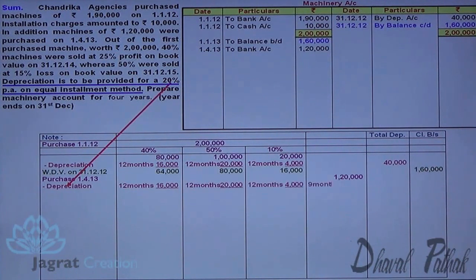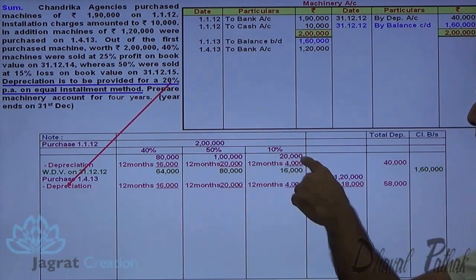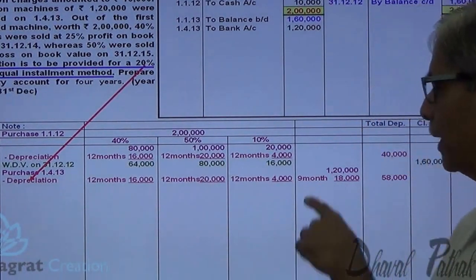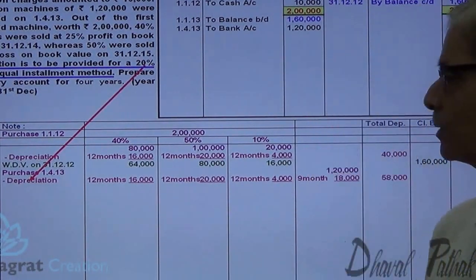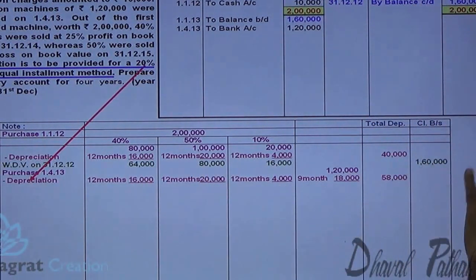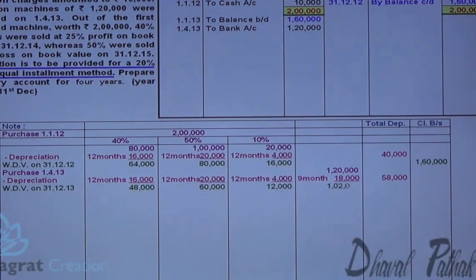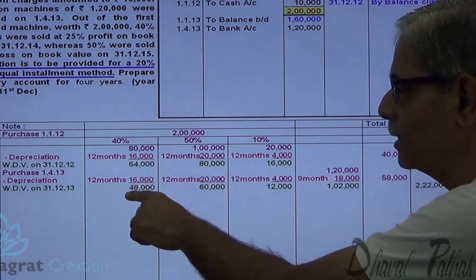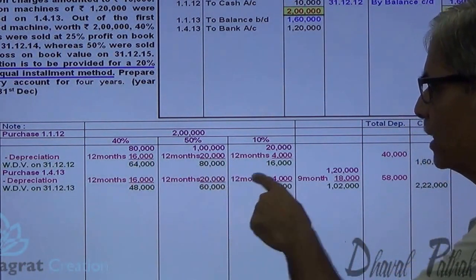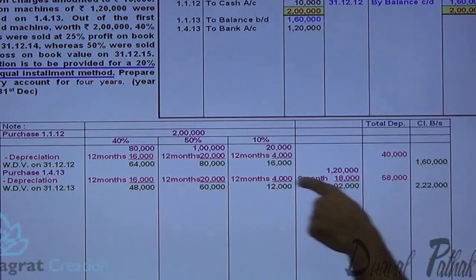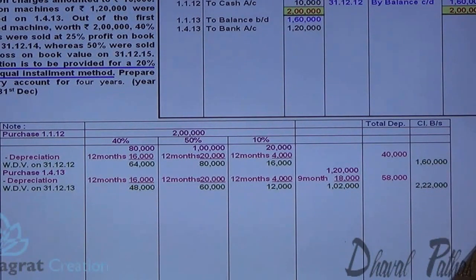20% depreciation, 16,000, 20,000, 4,000, as I told you, 18,000 for 9 months. Total depreciation is 16 plus 20 plus 4 plus 18, 58,000. After that I find the written down value. That works out to be 64 minus 16, 48; 80 minus 20, 60; 16 minus 4, 12; 120 minus 18, 1,02,000. Total is 2,22,000.